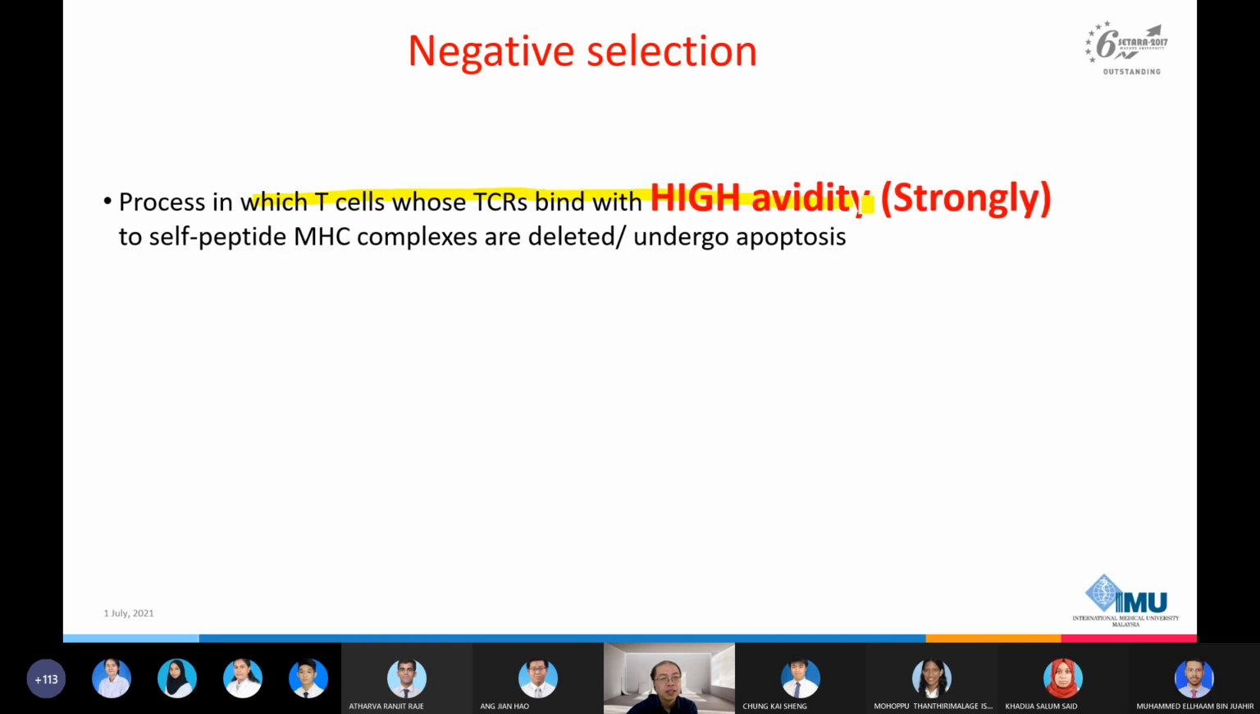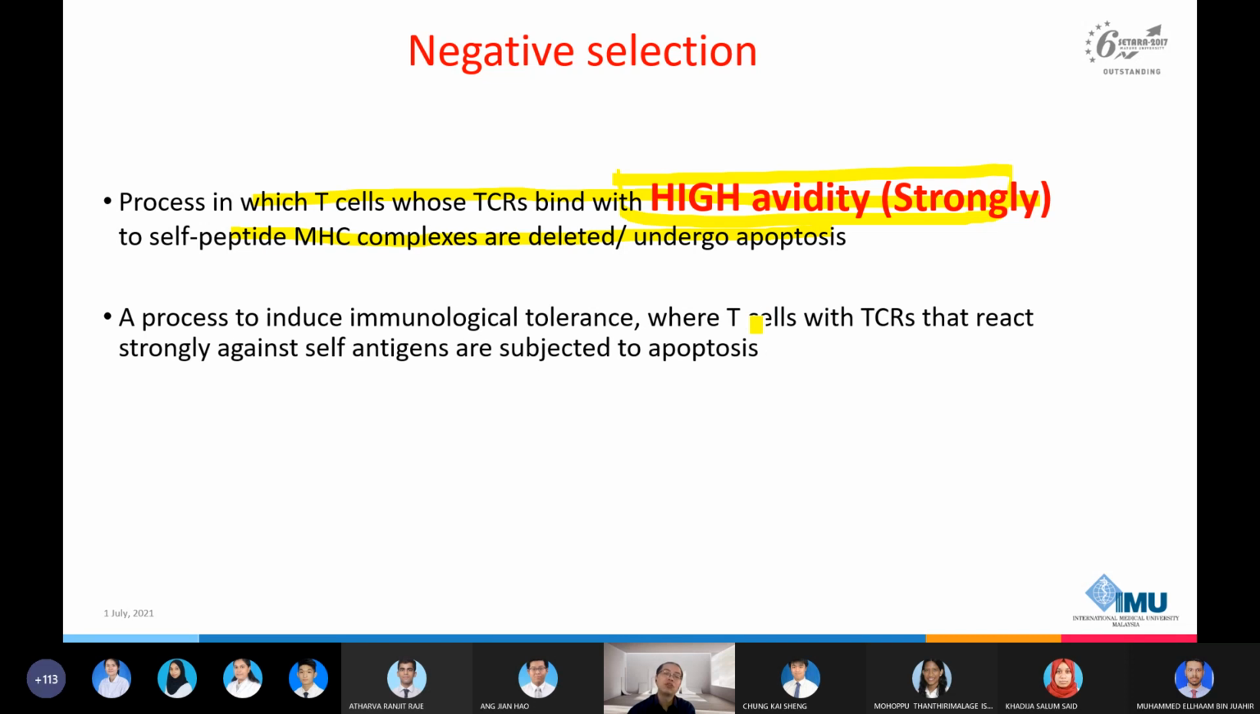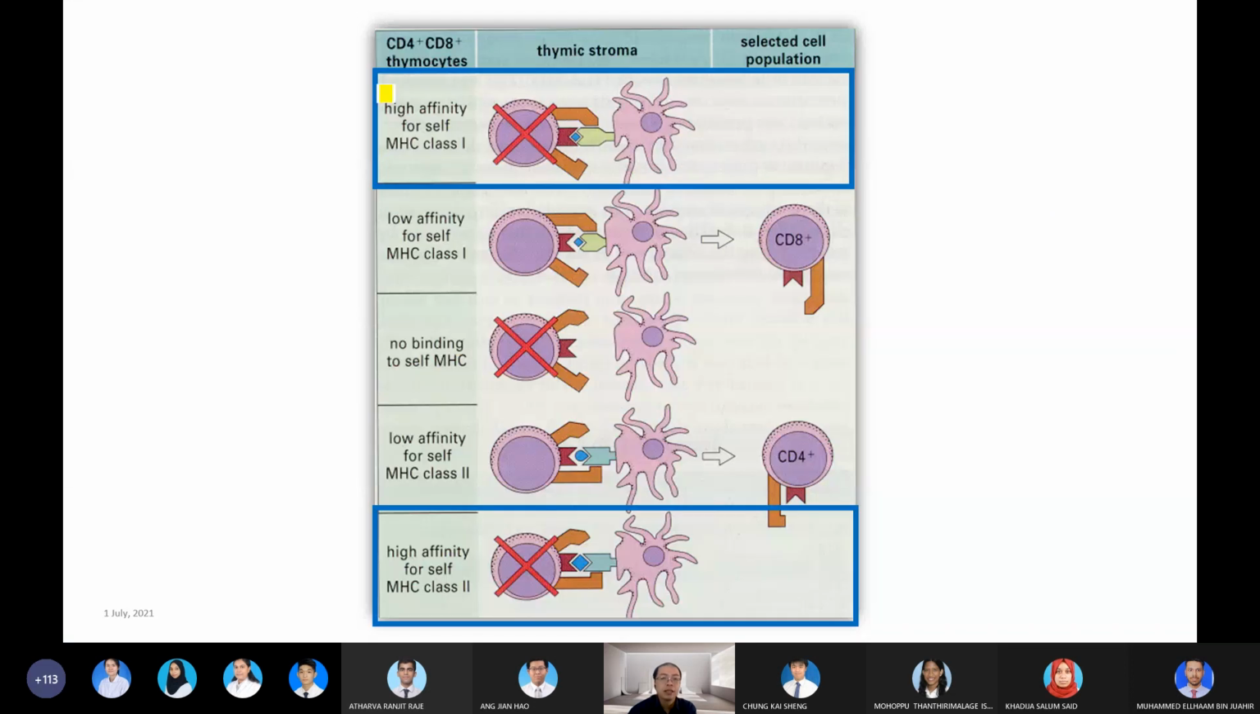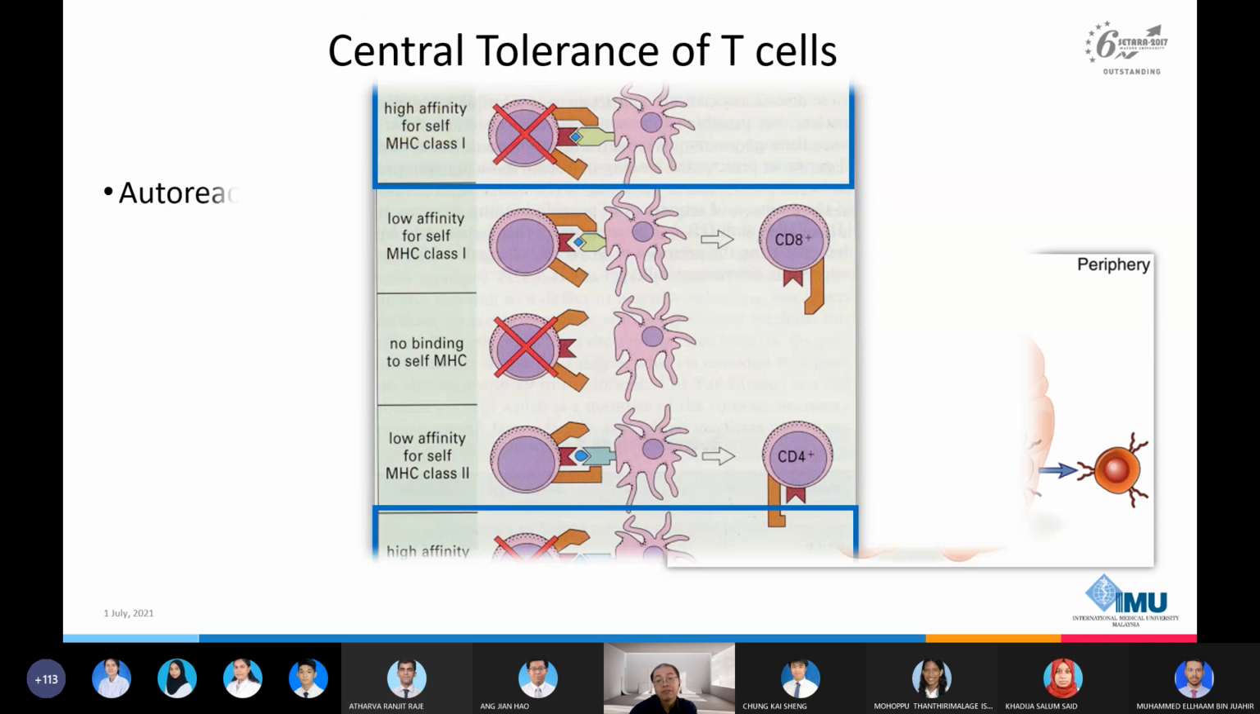Negative selection is the process in which T cells whose T cell receptors bind with high avidity, strong binding, to self-MHC complexes undergo apoptosis. They are killed. Why? Well, too strong. Weapons. Autoimmunity. Hypersensitivity can happen. So it is a process to induce immunological tolerance, where T cells with T cell receptors that react strongly against self-antigens are subjected to apoptosis. Indicated by the blue box here. High affinity. Failure, death.